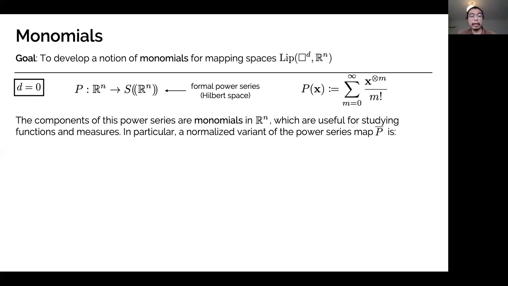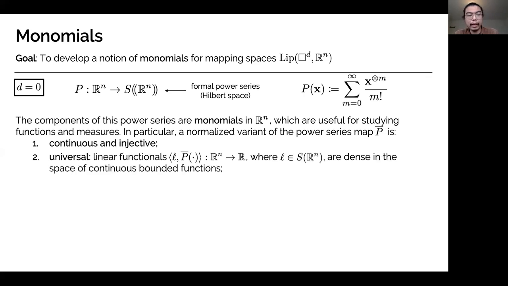If we take a normalized variant of this power series map, which I'll denote using this P bar, this map is continuous and injective. It's universal, meaning that linear functionals in this Hilbert space are dense in the space of continuous bounded functions. Now it's bounded because of this normalization procedure. And you should think of this as some analog of the Stone-Weierstrass theorem.